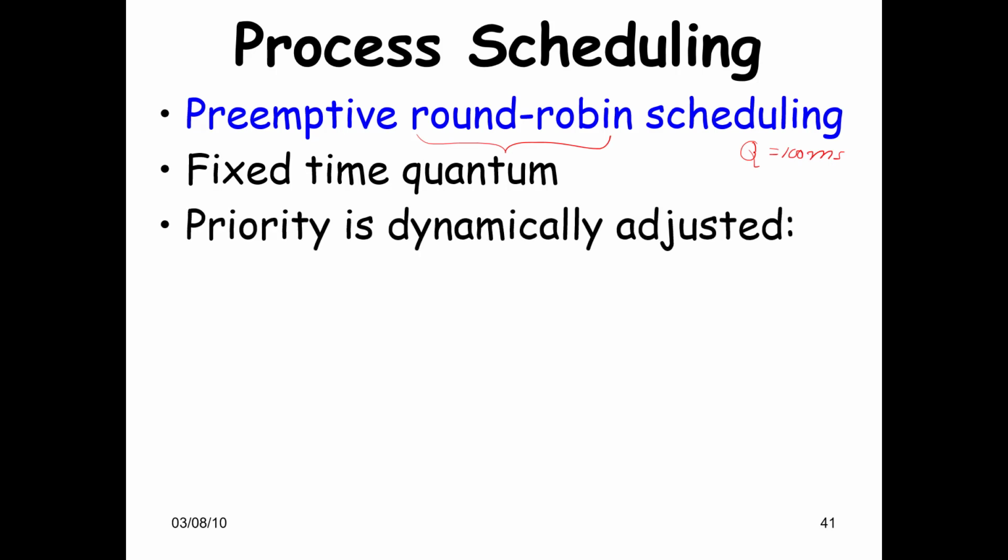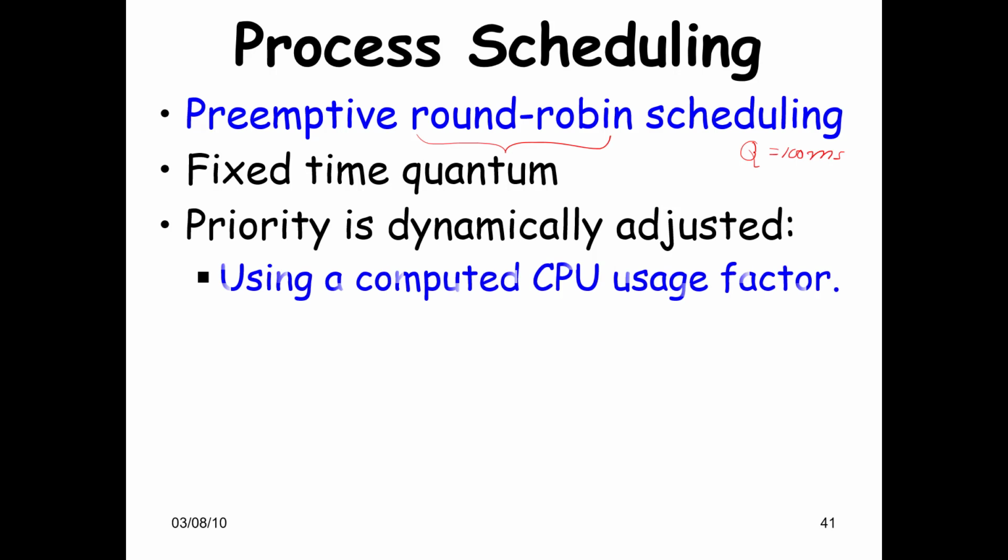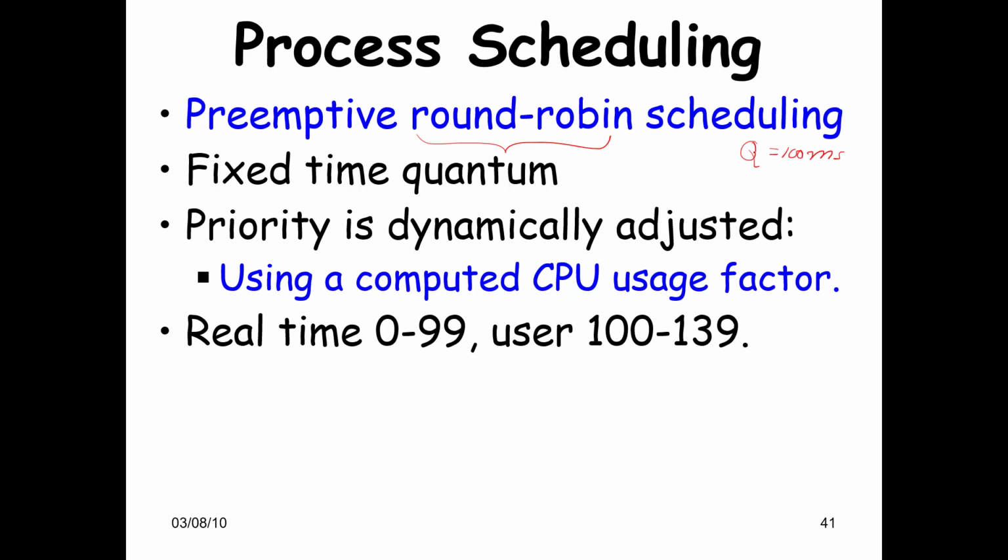This has also been discussed in the current lecture, and the priority per se is dynamically adjusted. We use a computed CPU usage factor, and we also take into account the base priority of the task. Real-time tasks have a base priority between 0 and 99, and user processes have a priority between 100 and 139.